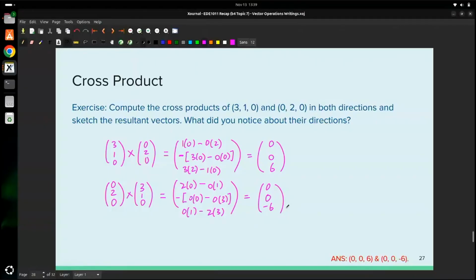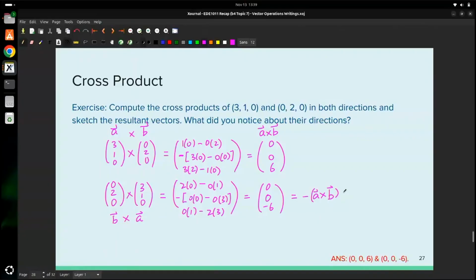So obviously, if the top operation is A cross B, then this is A cross B. The resultant vector is A cross B. Then you can see that this operation is B cross A. But clearly, B cross A equals the negative of A cross B.